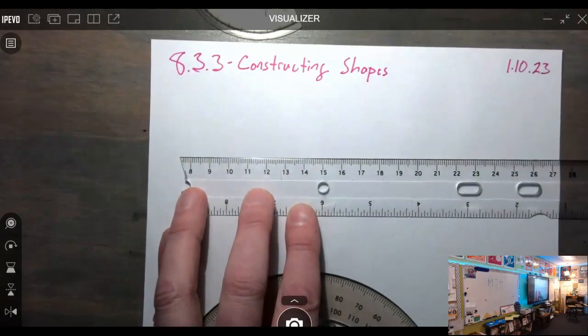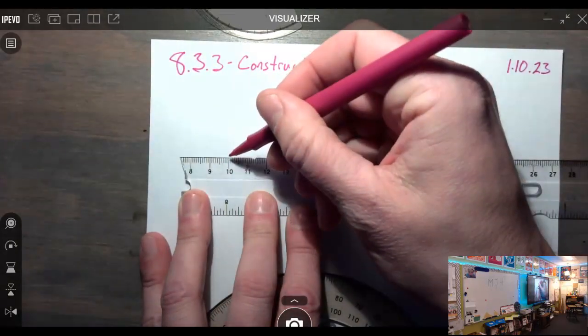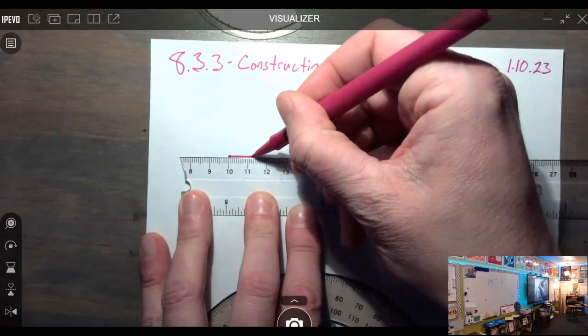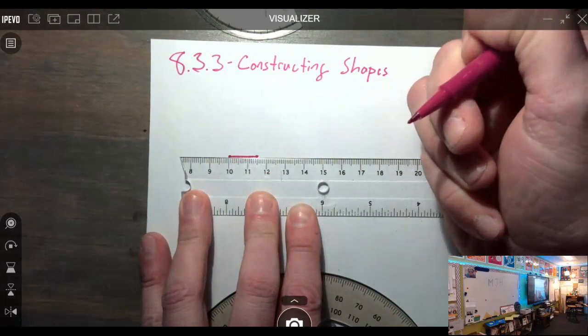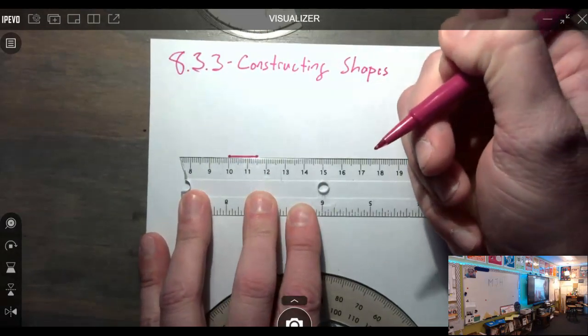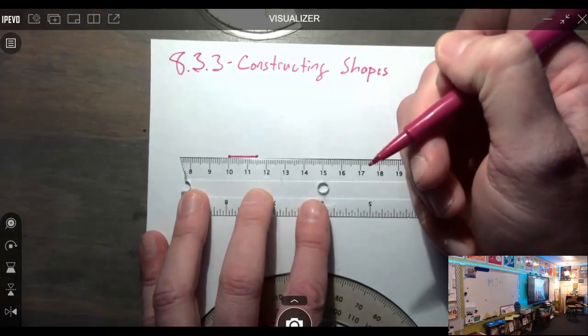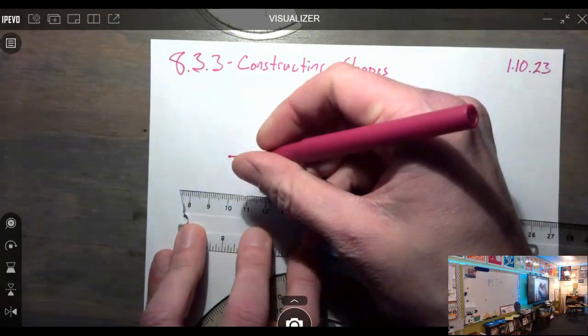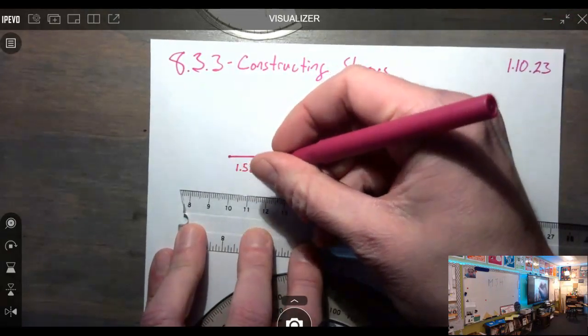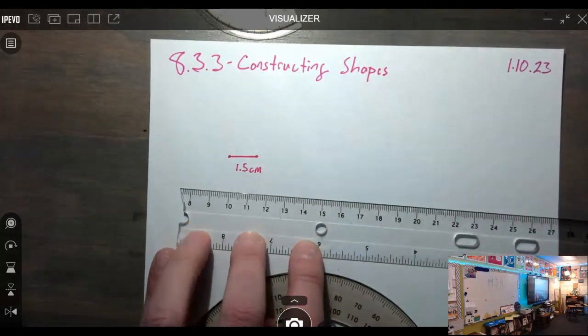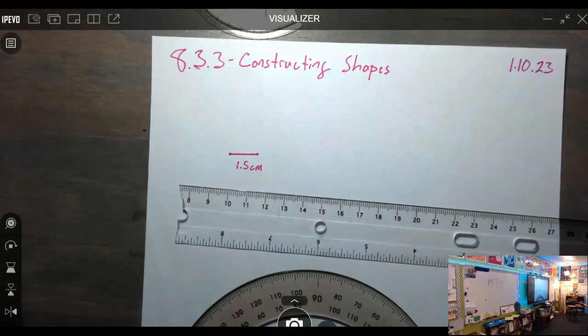So for me to do 1.5 centimeters, I'm going to have to go from 10 to like 11 and a half. So not very big. And guys, anytime we have directions about what to do, we're going to label that. So make sure that below your line that you made 1.5 centimeters, you indicate that you made it 1.5 centimeters.